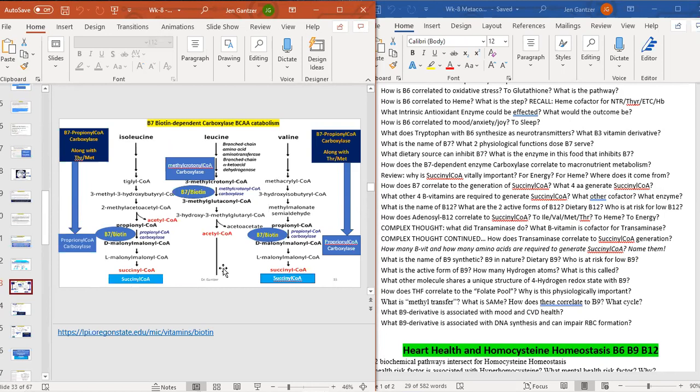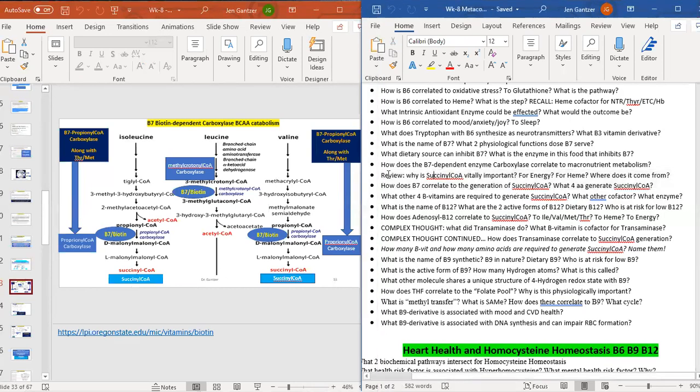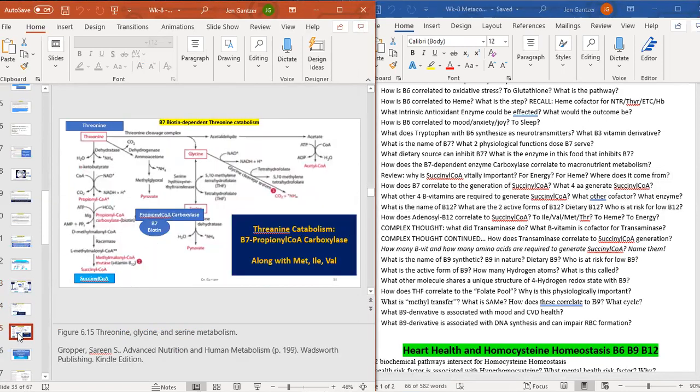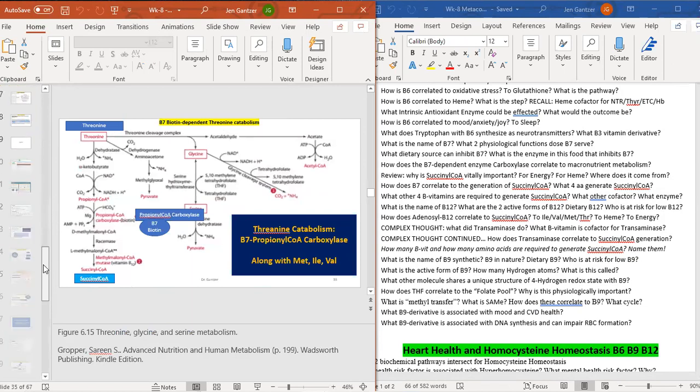So we need succinyl-CoA as a precursor for heme. We're going to metabolize it in the TCA cycle, and we're going to generate succinate dehydrogenase from the electron transport chain. So that's energy. So succinyl-CoA is very important, and we get the succinyl-CoA from the catabolic breakdown. I have another picture somewhere down here.